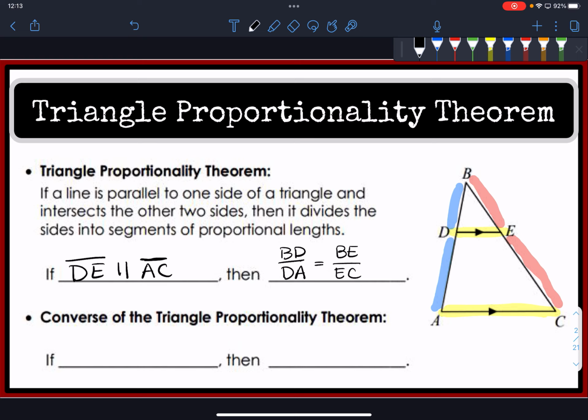Now, the converse to this triangle proportionality theorem states that if we know that we have these proportional values, that if BD over DA is equal to BE over EC, then we know that those two lines, again, the lines that are connecting D to E and A to C, are going to be parallel.